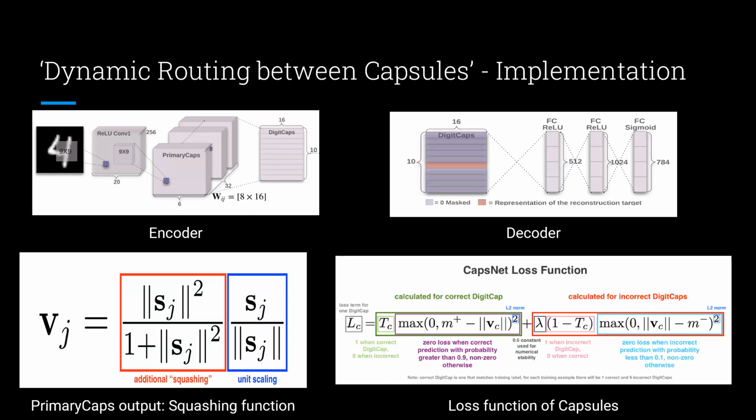You can also have a look at the squashing function at the bottommost left part of the image. You can have a look at the unit scaling, which will normalize the values between 0 and 1. And you have an additional squashing layer to make sure that the values which are somewhat close to 1 become very close to 1, and the values which are somewhat near 0 become very negligible and close to 0. The loss function of the capsules is computed using the following formula, also known as margin loss. For the correct predictions, you will have the left part of the equation calculated for loss. And for incorrect predictions, you will have the rightmost part of the equation computed.